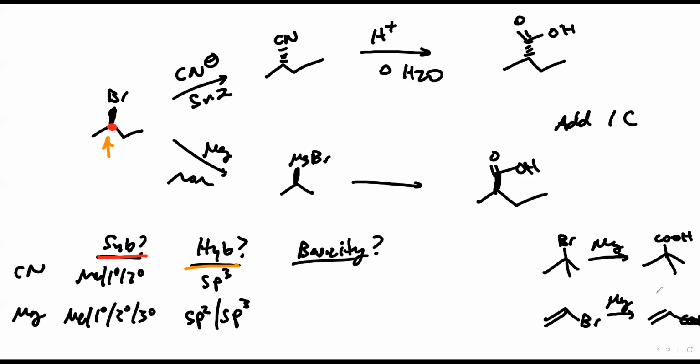And if you feel like, oh yeah, I should always use magnesium, why are we going through this? Should have just said that. But there is one last criteria here where that's actually going to flip on its head, and that's basicity. Because CN minus is a weak base and magnesium is a strong base. So why does that matter? Well, let's say that I have the following bromide, and I turn this into a magnesium bromide. Magnesium bromide is a strong base.